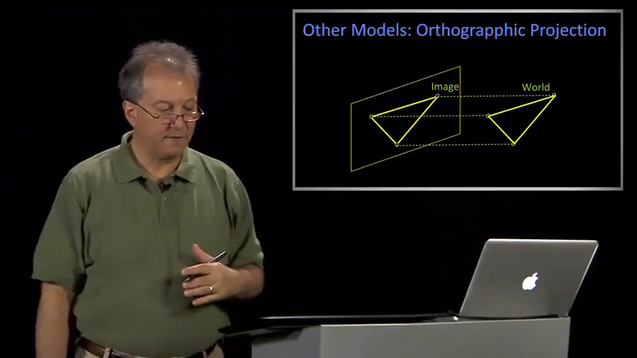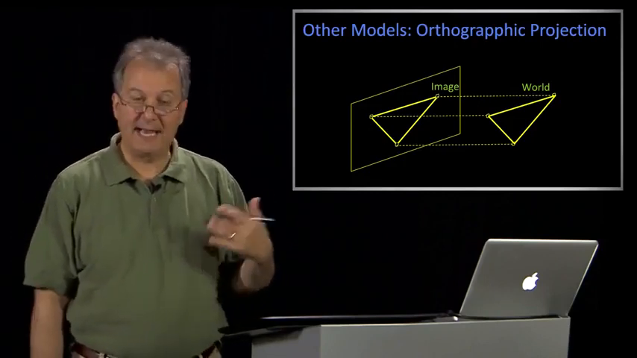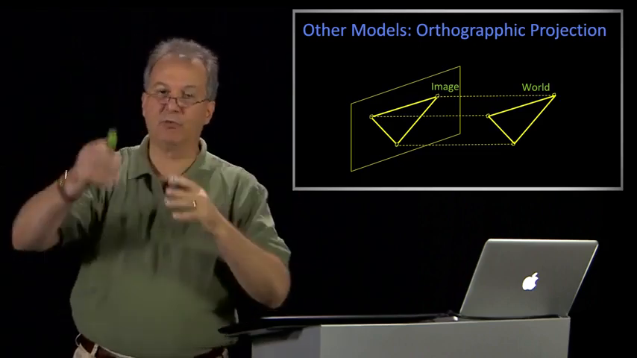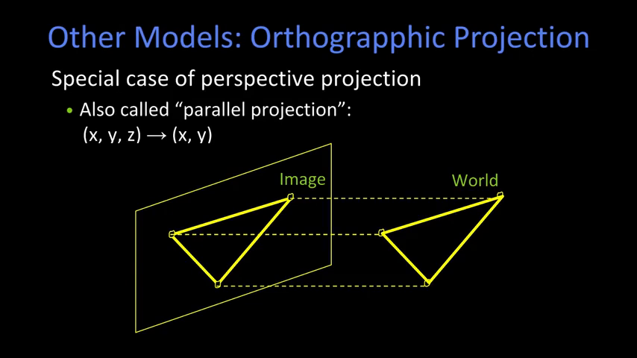One interesting special case of perspective projection is called orthographic. As it's drawn here, basically orthographic is when I take my world and I just smash it right into my image plane. It can be thought of as a special case of perspective projection, but where the distance from the center of projection to the image plane is infinite and my object is infinite. If those both were infinite, then the z value doesn't matter because those rays are parallel. So that's why this is also called parallel projection.